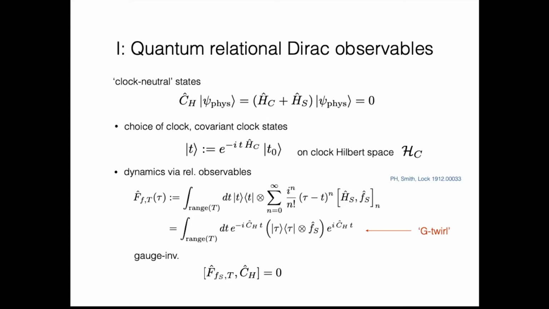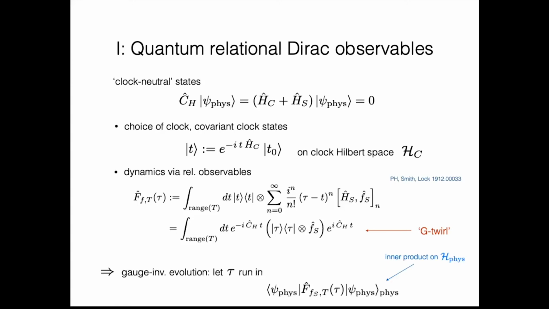So what do we have here? We have the observable of the system of interest and then a projector onto the clock reading tau. And then you're kind of averaging over the group generated by the constraints. And it turns out that that also gives you a gauge invariant observable. And then the dynamics, well, you can describe in terms of, for instance, expectation values in the physical Hilbert space. And then you can let that tau run and gives you a notion of dynamics.